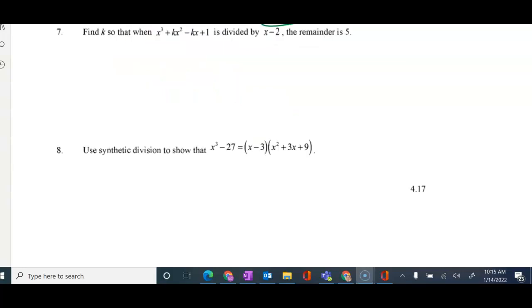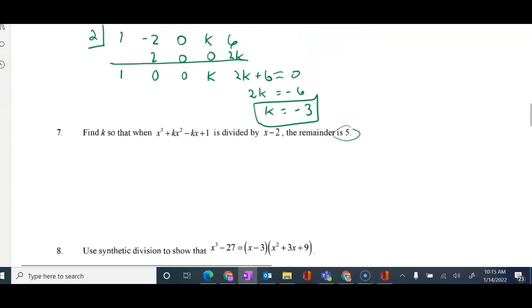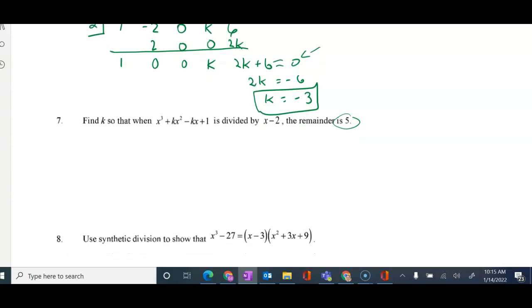Number 7 is a similar question. We've got a couple of k's, but this time we don't want to know what if k minus 2 is a factor. We want to know what k would be if the remainder is 5. So instead of setting it equal to 0 like we did here, we would just set that remainder statement equal to 5.